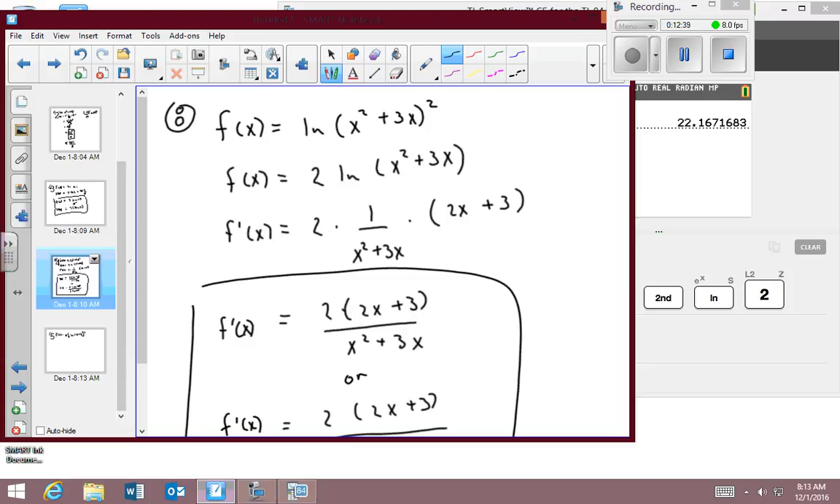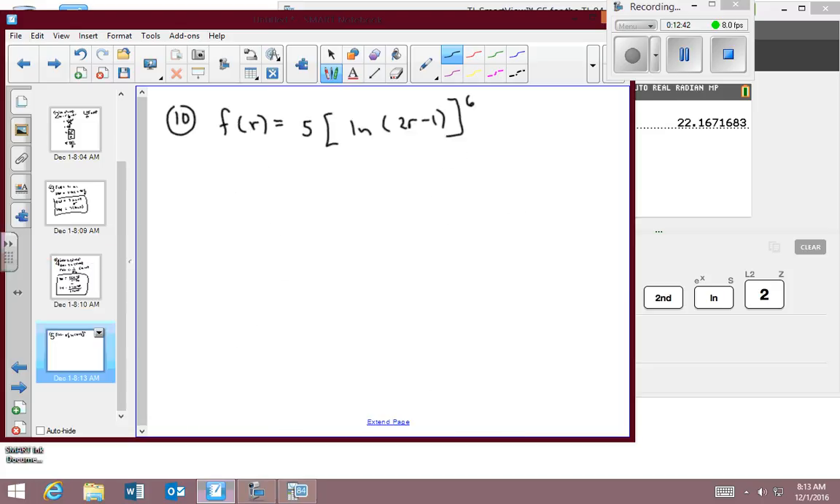That's on the outside. And so what we're going to have to do is differentiate that as if this were inside here, as a variable. That 6 is going to have to come out in front and reduce it by 1. So we're going to have 30 ln of 2r minus 1 to the 5th power. Then we've got to do the derivative of what's inside there, and that's 1 over 2r minus 1. And then we have to do the derivative of the argument, which is 2.